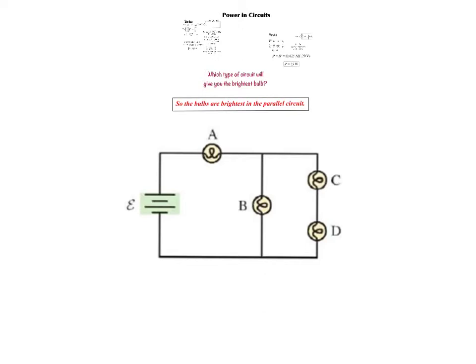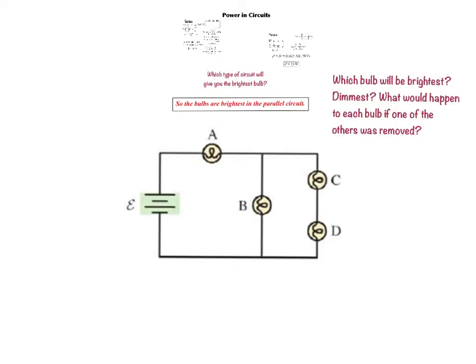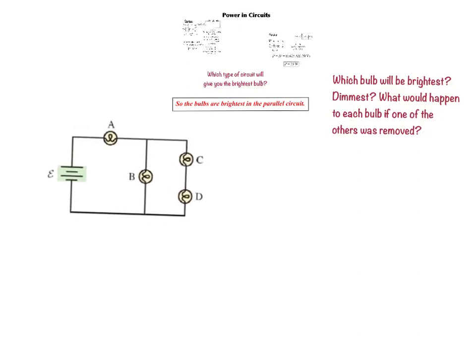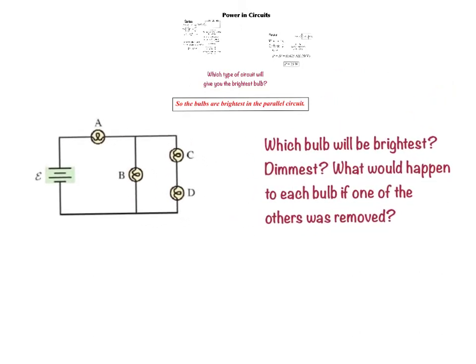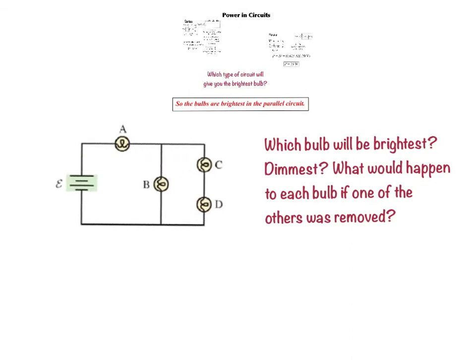I've got this circuit here. I've got bulb A, B, C, and D. Which of these bulbs would be the brightest? Which would be the dimmest? What would happen to the other bulbs if I removed one of the other bulbs?